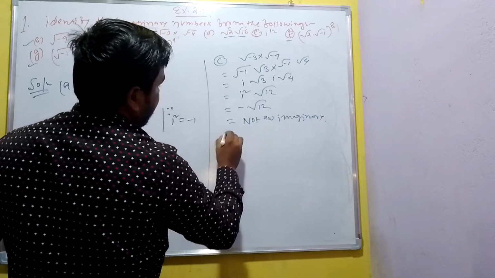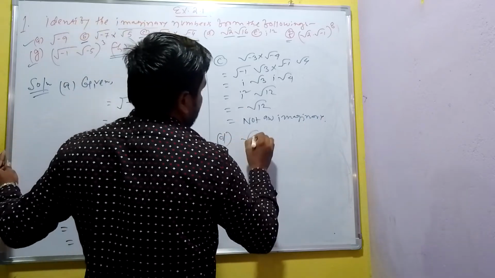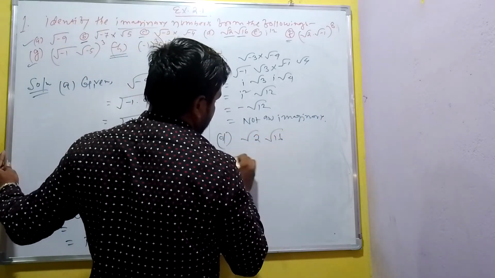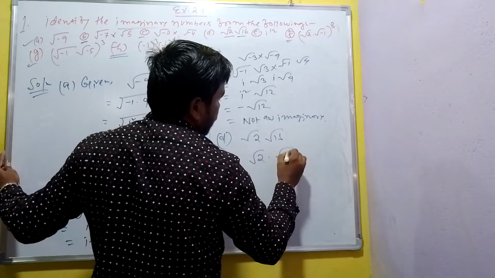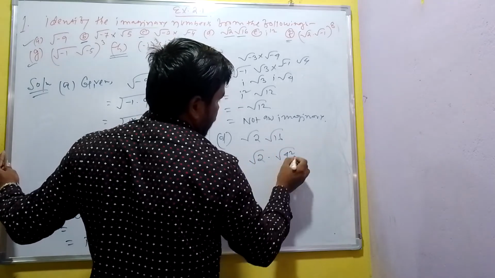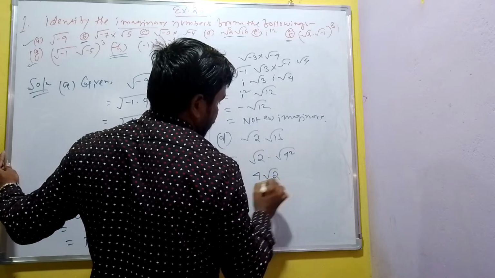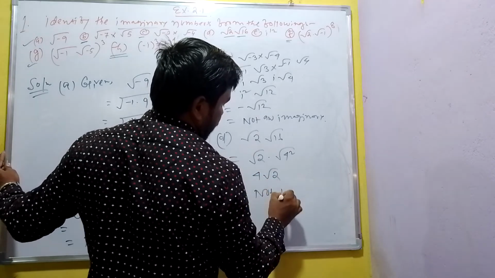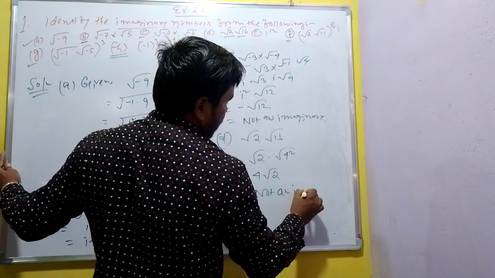Okay, now number D, under root 2 under root 16. So you can write under root 2 under root 4 square, so the square root will be cancelled, so 4 root 2 equals not an imaginary.